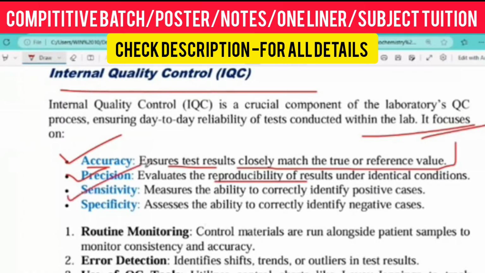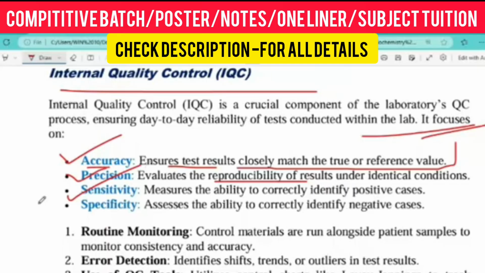Sensitivity means your result is sensitive. Whenever we are doing any kind of ELISA, there are two terminologies: one is sensitivity, another is specificity. Sensitivity means your reaction is in the proper way. You are getting the reaction properly and taking the result properly. That is called sensitivity: the ability to correctly identify the positive cases. That defines that you have the ability to identify that the reaction has happened. That is called sensitivity. All of these are under internal quality control.